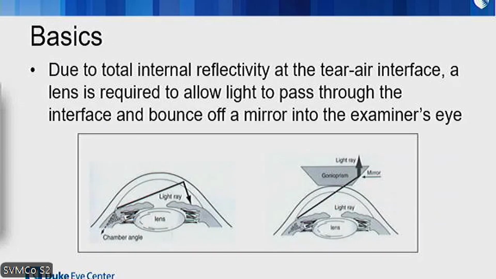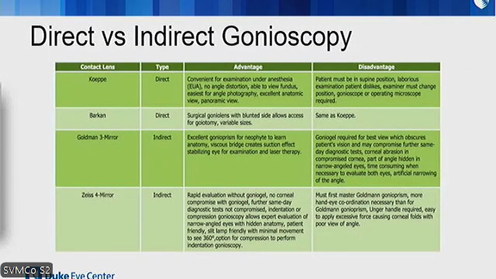The basics of how gonioscopy works is that due to total internal reflection at the tear-air interface, a lens is required to allow light to pass through the interface and bounce off a mirror into the examiner's eye.